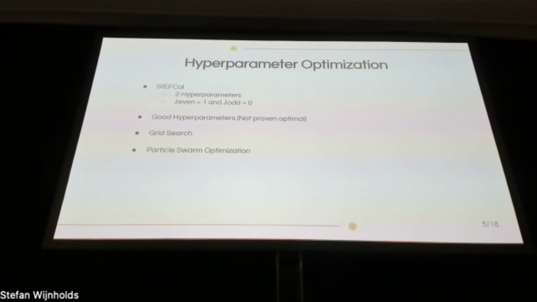So as we've seen, STEF-Cal has 2 hyperparameters. The first is lambda even equals 1 and lambda odd equals 0. It has been shown that this 1 and 0 are good hyperparameters, but it hasn't been proved that they are optimal. So we used 2 ways to analyze these hyperparameters. First is grid search, and second is particle swarm optimization.